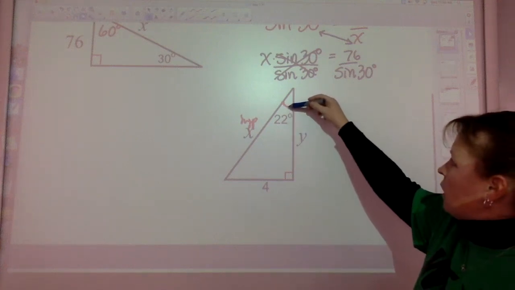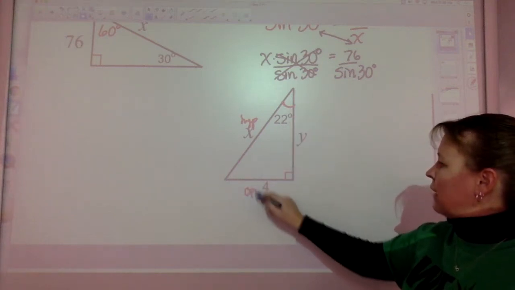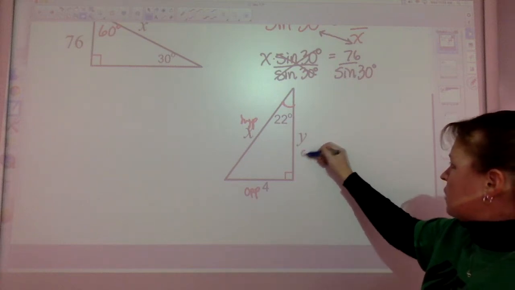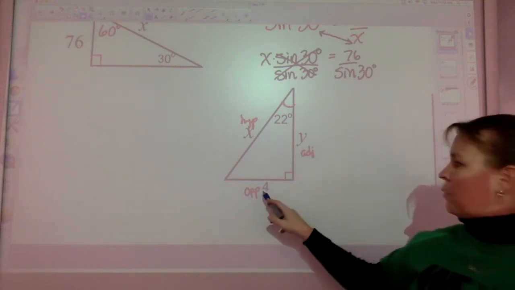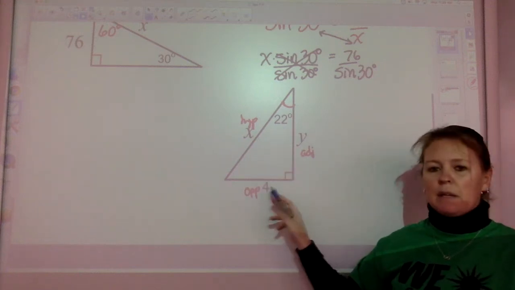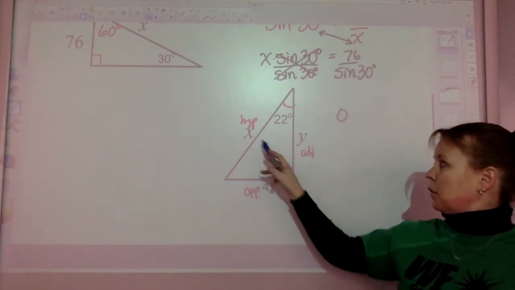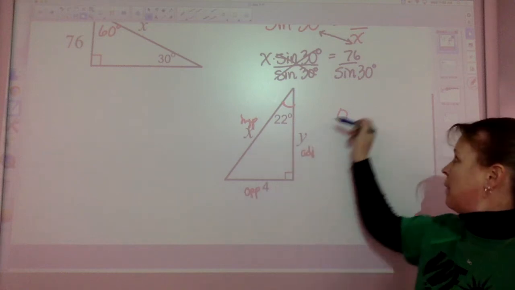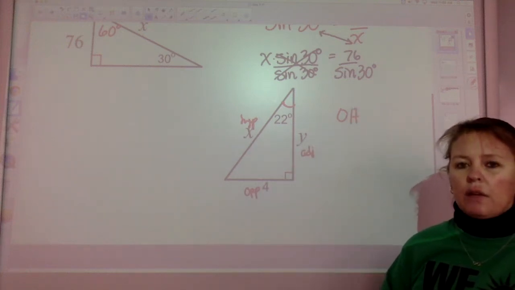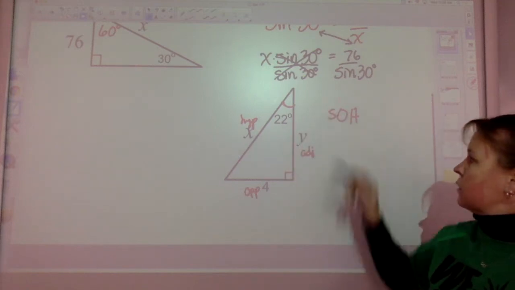Where is this 4? All the way across from 22, which makes that the opposite side. Let's just stop there. You could label this adjacent because it's the only one left, but let's work with the opposite side. We have to work with the opposite side because that's the one that has a number. If we're looking for x first, we're looking for the hypotenuse. We know the opposite side, we're looking for the hypotenuse, so we're going to use sine.